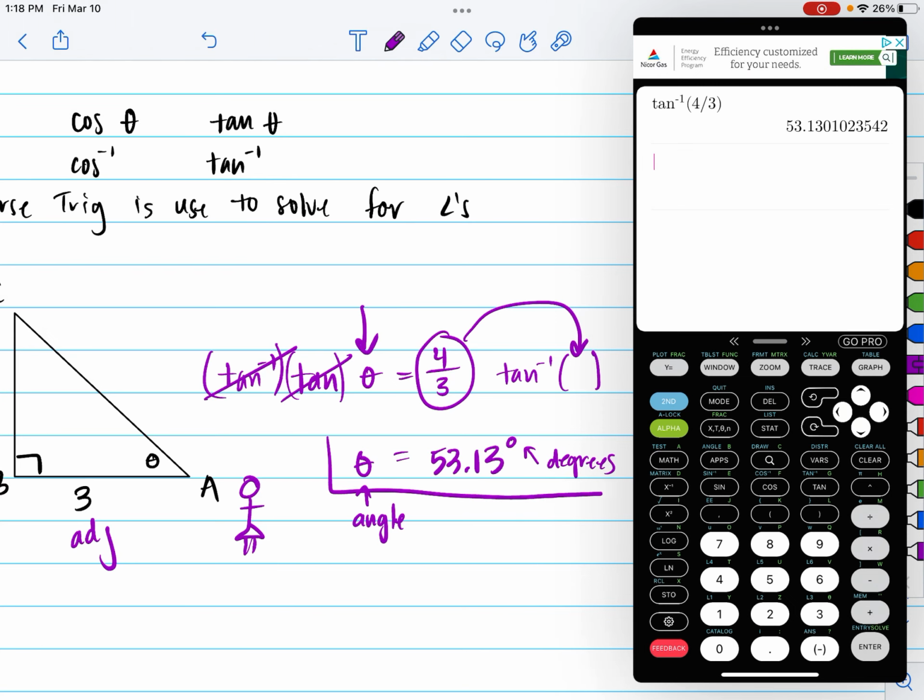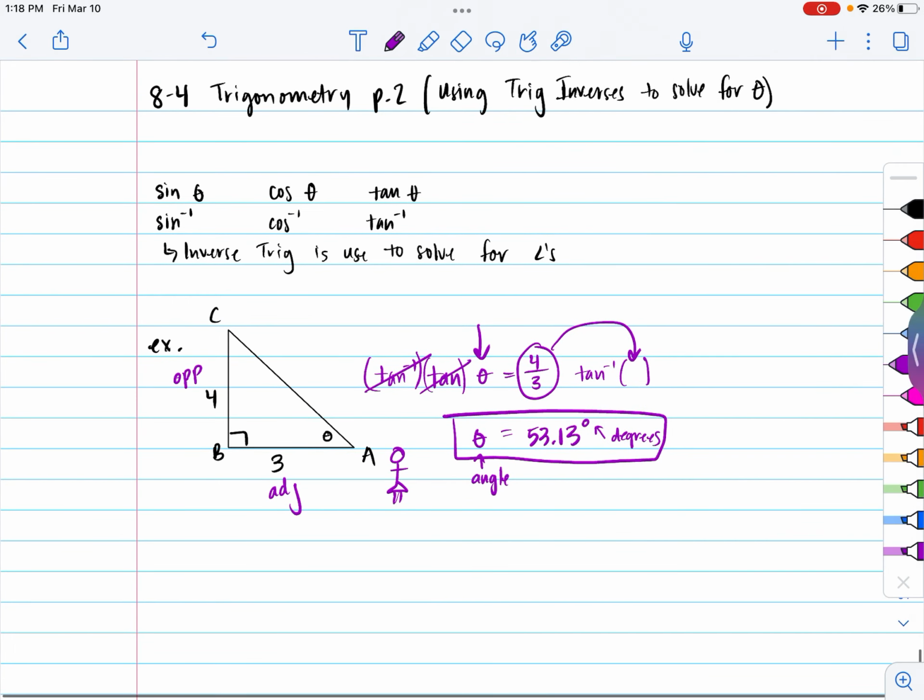So theta is equal to 53.13 degrees. Okay. Now, what happens if I wanted to know, for instance, this angle? So I'm going to do this in a different color. Let's do this in red. Let's call this one also theta, but we're going to do a red theta.